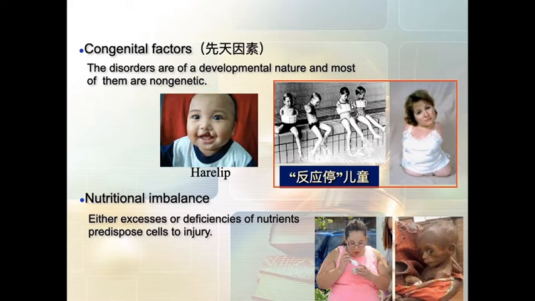Congenital factors. Congenital factors are different from inherited factors. Inherited factors we've mentioned are related to a problem in the gene, and it is carried to the next and next generation. But the congenital disease won't. It's a kind of disease of a developmental nature, and most of them are non-genetic, like the hare lip.